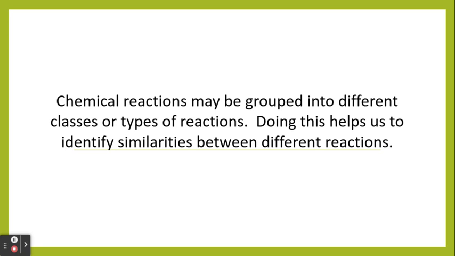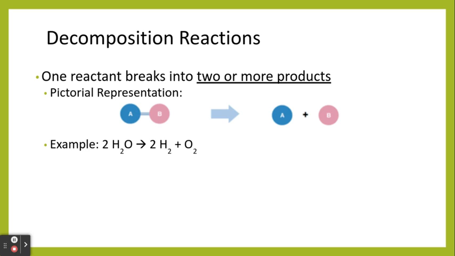So this is a helpful topic because grouping chemical reactions into different classes or types of reactions lets us figure out similarities. This is useful if you ever run out of a particular chemical. You can figure out what else you could substitute that would still get you the same thing that you want for a product with what you have on hand. So let's go ahead and look at the different types.